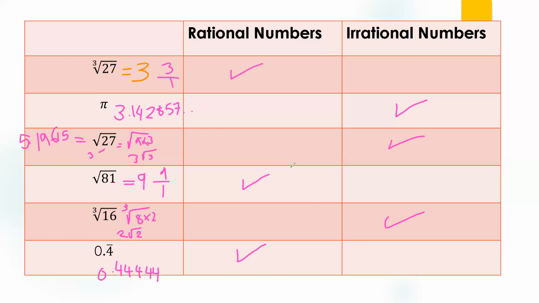Tomorrow we will go through more examples in order to know the difference between rational and irrational. And then we will start with: if we have a real number and I add it to another real number, what will the answer be? Is it real or not? The same for subtraction, multiplication, and division. This will be explained tomorrow.